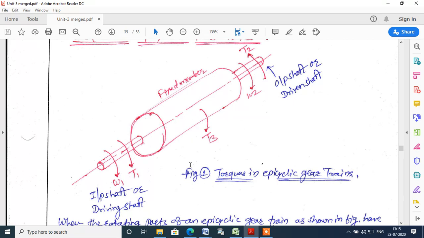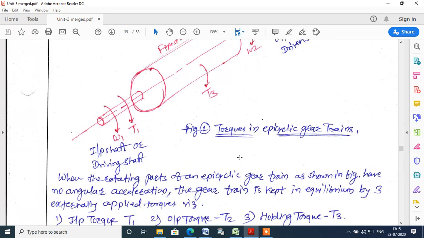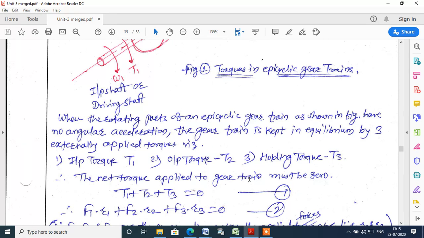Carefully observe the figure. When the rotating parts of an epicyclic gear train, as shown in the figure, have no angular acceleration, the gear train is kept in equilibrium by three externally applied torques. So which are the three externally applied torques? First one is input torque T1, second one is output torque T2, and third one is the torque of the fixed member, or it is called the holding torque, that is T3. The net torque applied to the gear train must be 0. So T1 plus T2 plus T3 is equal to 0.